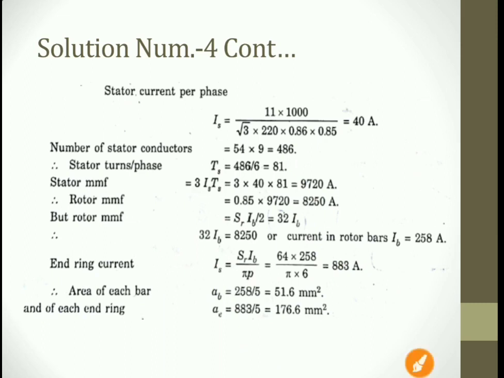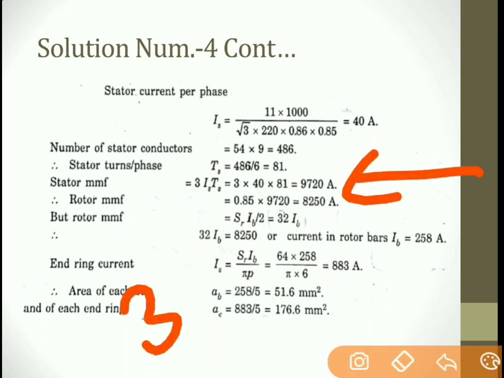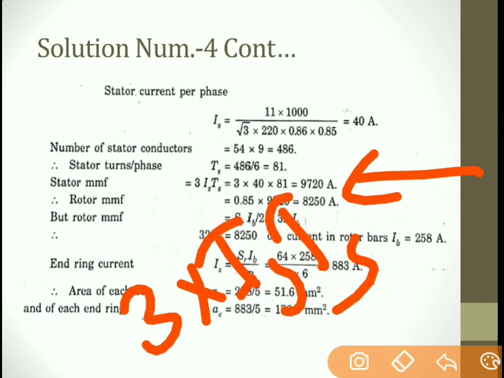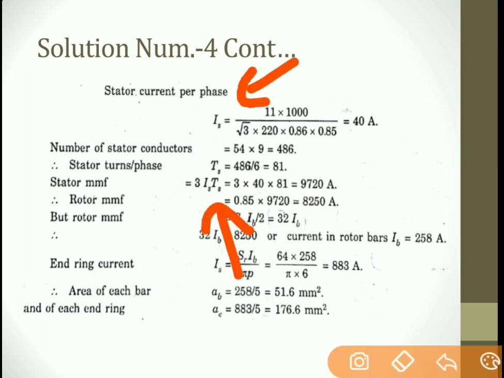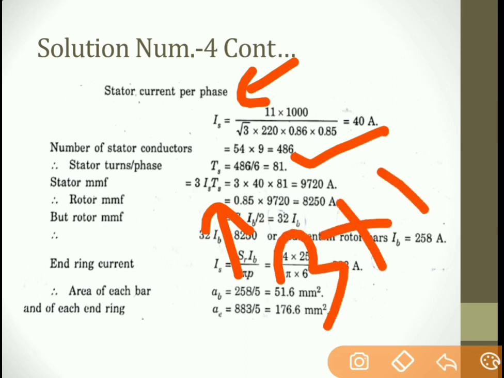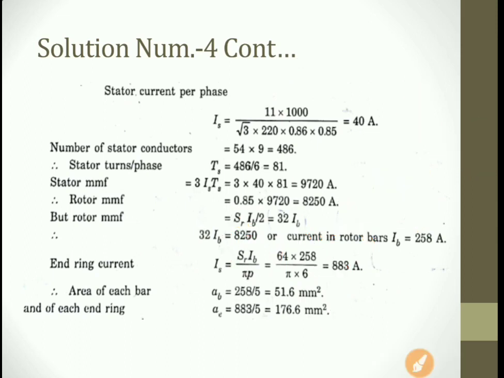Then stator MMF. Stator MMF is given by 3 into Is into Ts. Is is the stator current, and Ts is the number of turns. So 3 into Is into Ts, because this is 3 phase current, Is is the stator current per phase, Ts is the number of turns per phase, and there are 3 phases. That is why it is ampere turns. MMF means ampere turn. So 3 Is Ts, where T stands for turns and S for stator, becomes 9720 ampere turns.